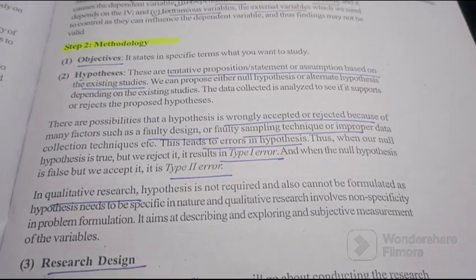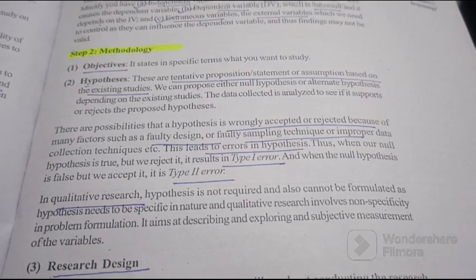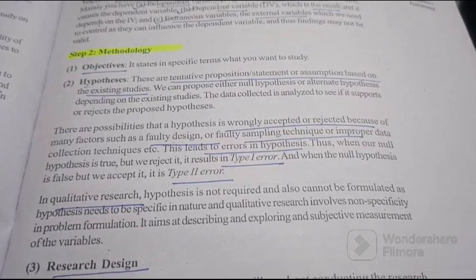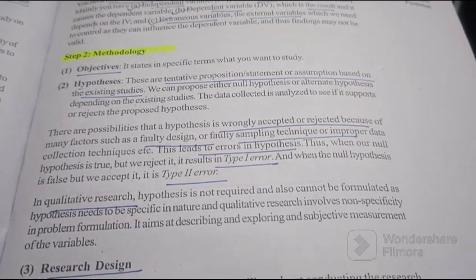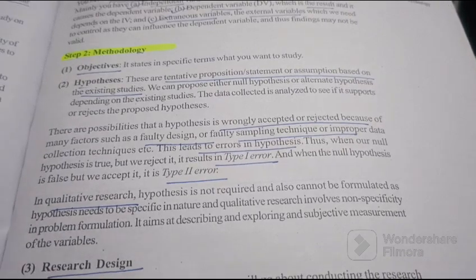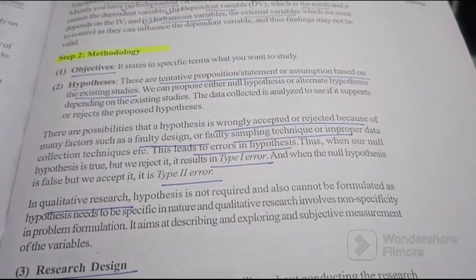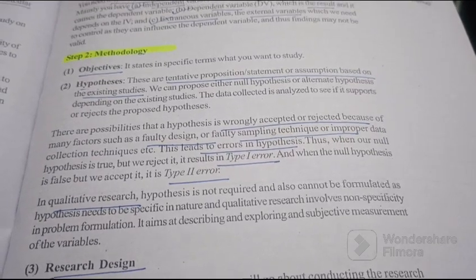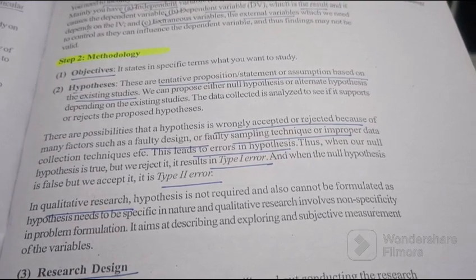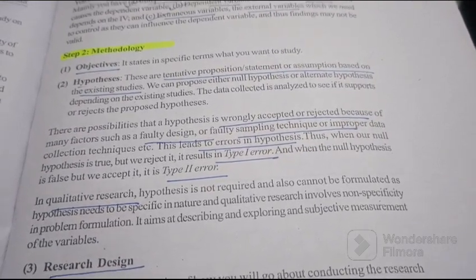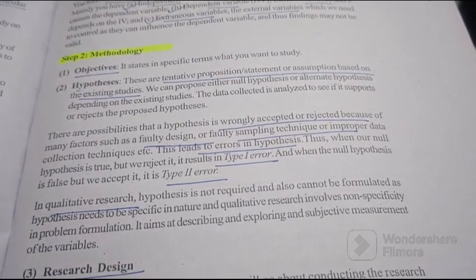Then step 2, that is methodology. So first is the objective. Like एक specific terms में दिया जाता है कि what you want to study. Then hypothesis, this is also very important. This we have studied in the first year. The hypothesis is a tentative statement or assumption based on the existing studies. There are possibilities that a hypothesis is wrongly accepted or rejected because of many factors such as faulty design or faulty sampling technique. So this refers to errors in hypothesis.